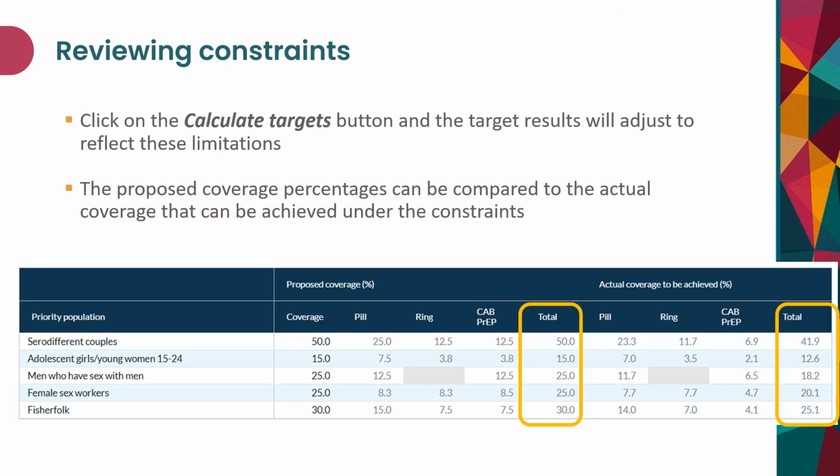Once you've entered your constraints, you can click on the Calculate Targets button, and the results will adjust to reflect these limitations. You'll be able to compare the proposed coverage percentage to the actual coverage that can be achieved under these constraints. Here you can see that while the user added a 50% coverage estimate for serodifferent couples, only 42% can be achieved given the constraints. The pattern is similar for other priority populations.